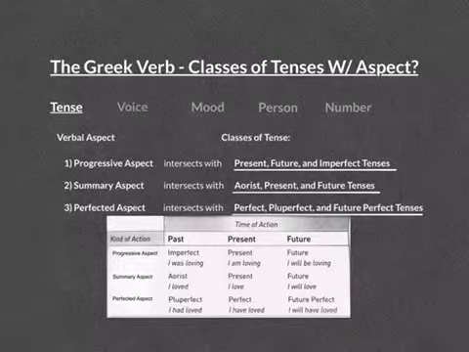Let's do the next line. Summary aspect, aorist would be I loved. In the present time, in the present tense, it's I love. So you'll notice that since we're talking about present today, there's a present tense in progressive aspect, and there is a present tense in summary aspect. So how would you distinguish those when it comes to translating? See if anyone can guess it right.